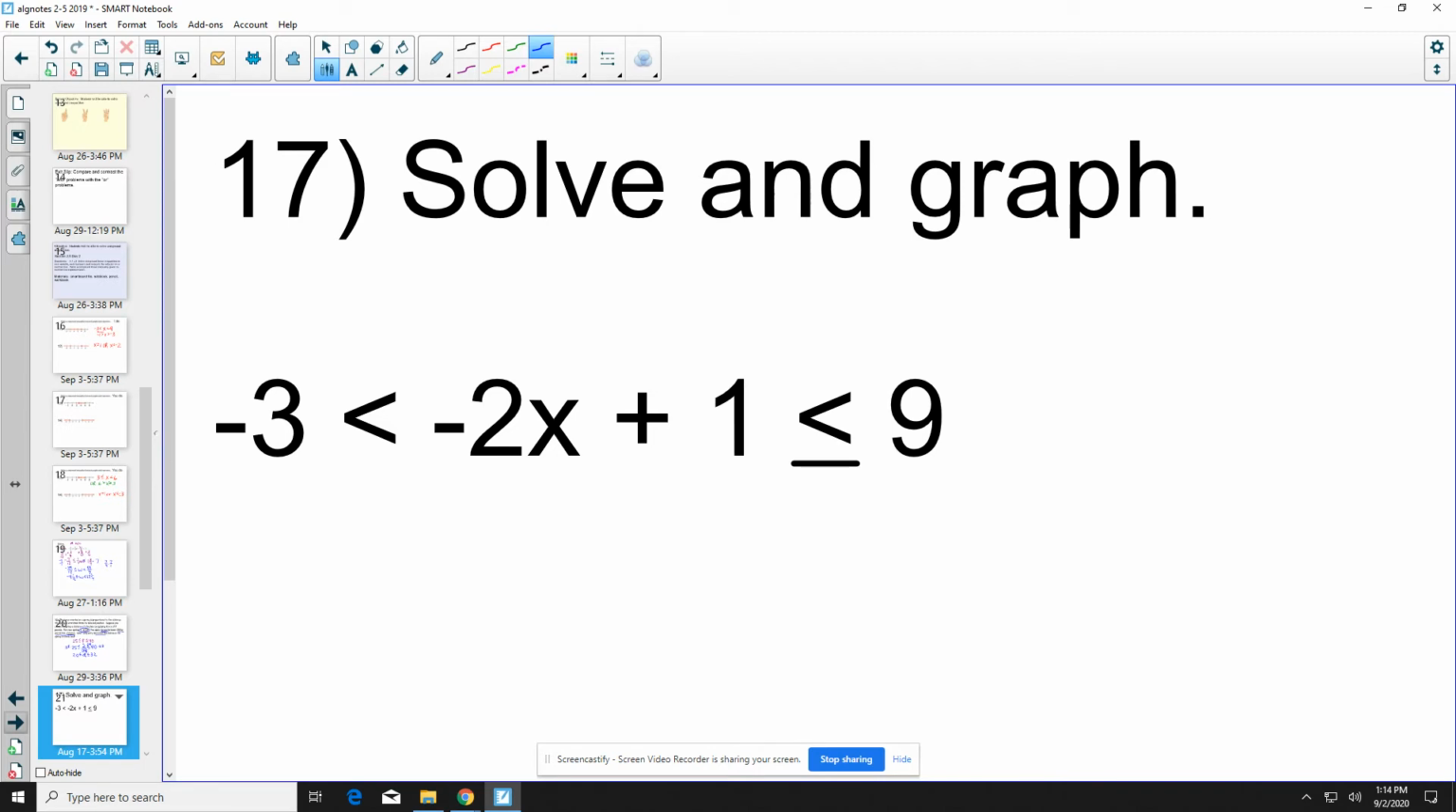Okay, look at number 17. Solve and graph. So I'm going to go ahead and have you pause the video after you write this down. And then when you get done solving and graphing it, hit play.